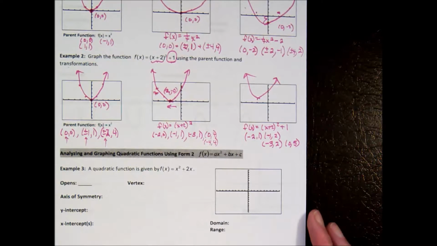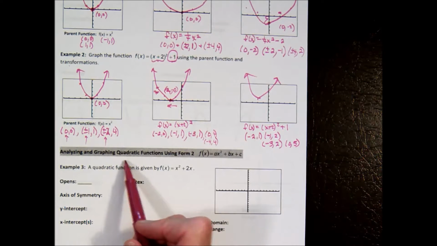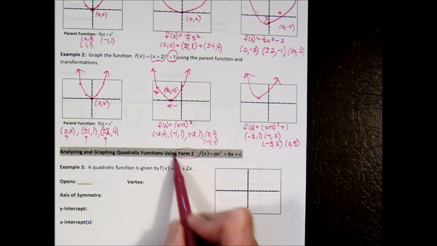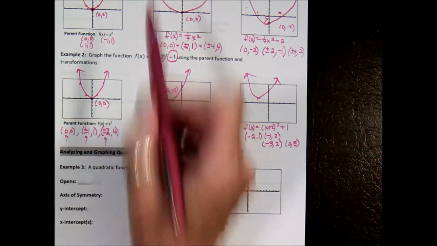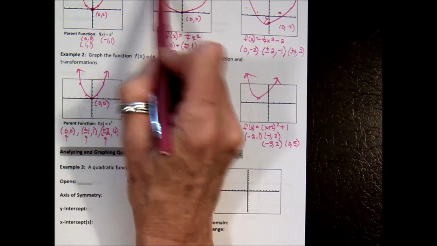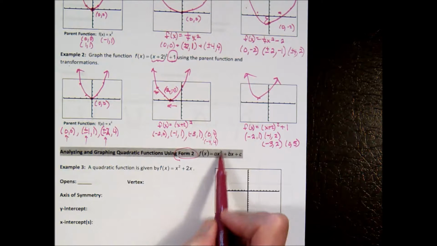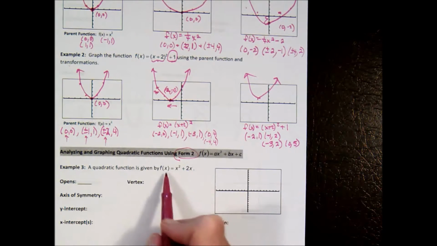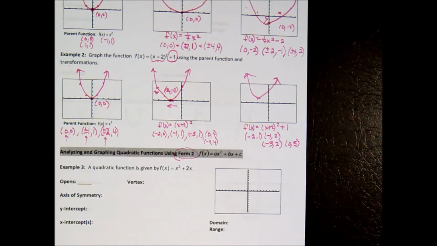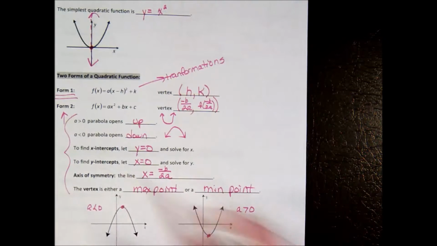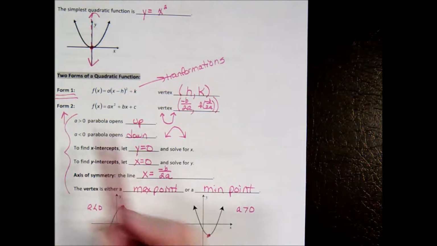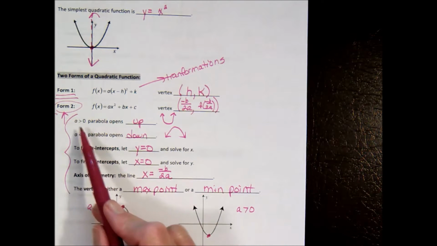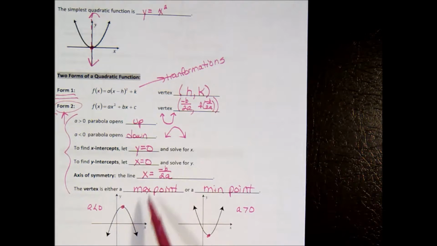Let's look at analyzing the graph of a quadratic function when it's in form 2, when all of this stuff has been FOILed out and distributed. So it's ax squared plus bx plus c. So here we have a quadratic function given by f of x equals x squared plus 2x. We want to know, and by the way, I'm going to show you again these characteristics of form 2, where if a is greater than 0, it opens up, etc.